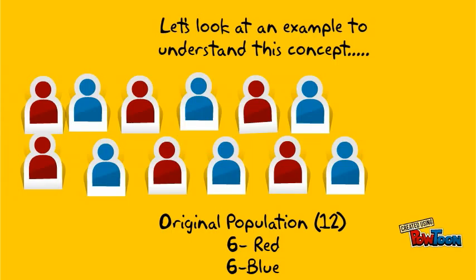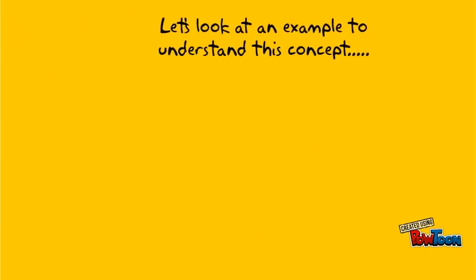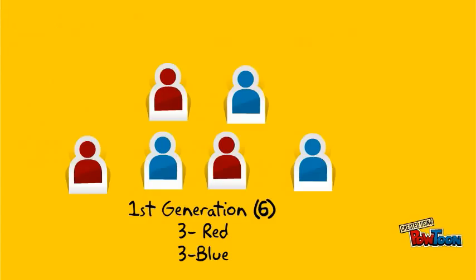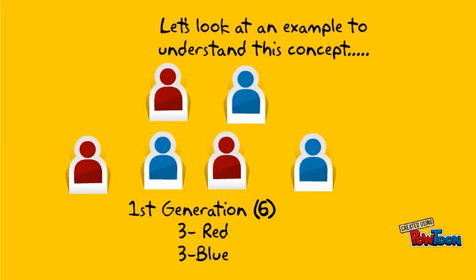When these 3 red and 3 blue reproduce, they only have 3 children, 2 red and 1 blue. Let's call this our second generation. Now, there is a change in the ratio of alleles. In our first generation, we still had 3 red and 3 blue, which out of 6, means that there was a 50-50 allele frequency still. In our second generation, now we have 2 red for 1 blue. There's no longer a 50-50 ratio.